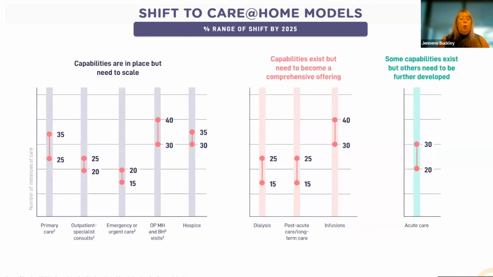Some of the predictions in the US, because of their value-based funding model, is we're seeing quite a significant jump in these home-based interventions. In this particular chart, just two to pull out. On the left-hand side, they're suggesting by 2025, 25 to 35% of primary care episodes will be in a home-based environment. And on the far right-hand side, you can see that 20 to 30% of hospital interventions are moving into a home-based care environment.